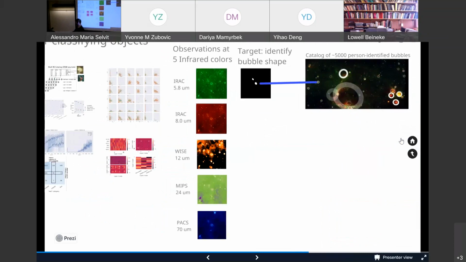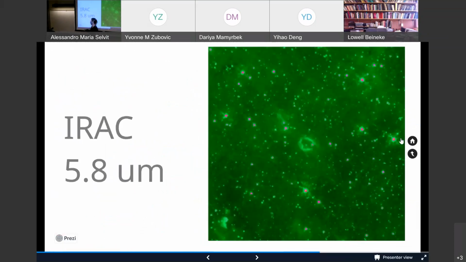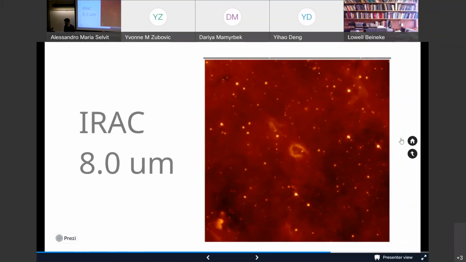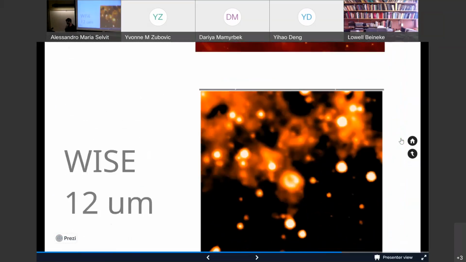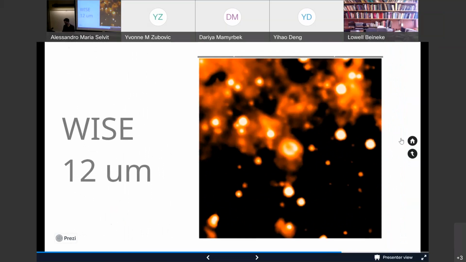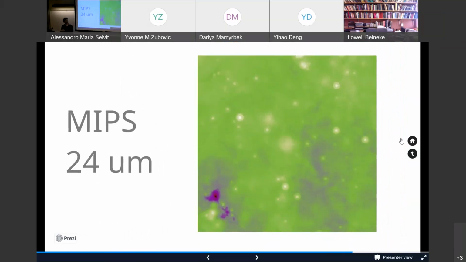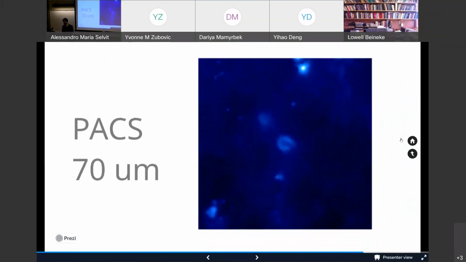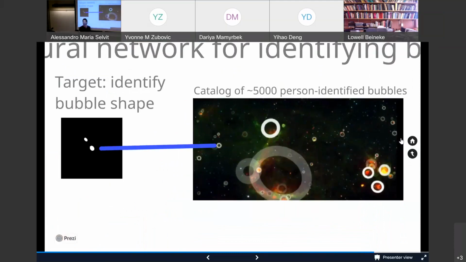So let me zoom in here. At 5.8 microns, we see a bubble here and kind of a dim bubble there. At 8 microns, it becomes a little more obvious. Since this time, though, we've also done a survey at 12 microns. There's the 24 microns, which picks out the interior. And the Europeans were nice enough to do a 70 micron survey that they've also made public. So the goal was to use all of these because each may make it more accurate, it gives us more information to identify the bubbles.